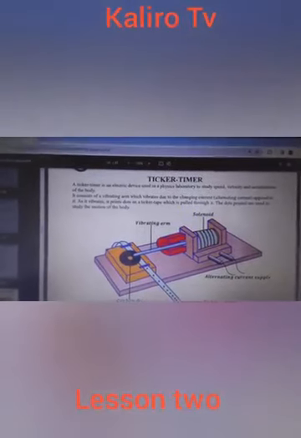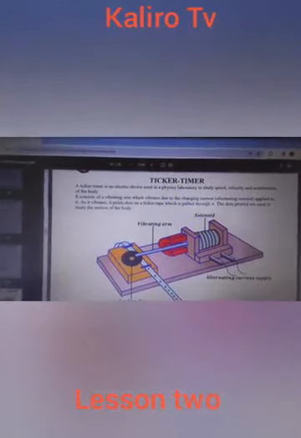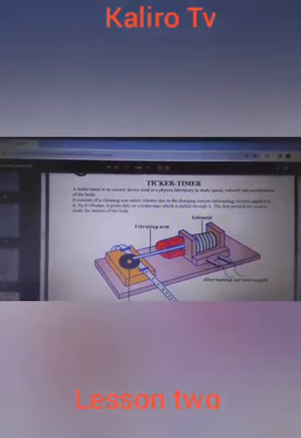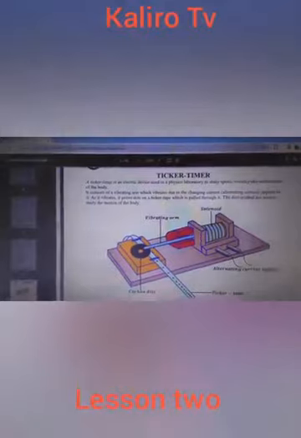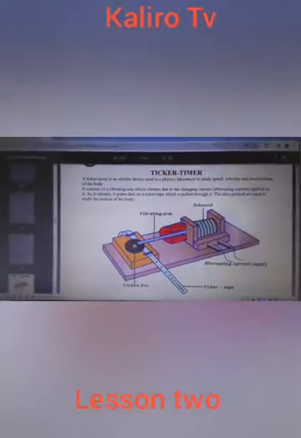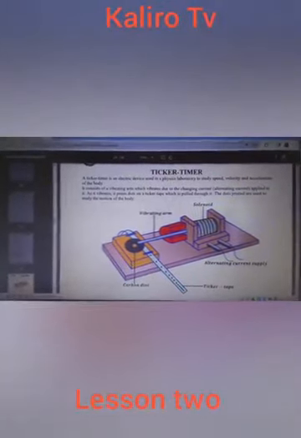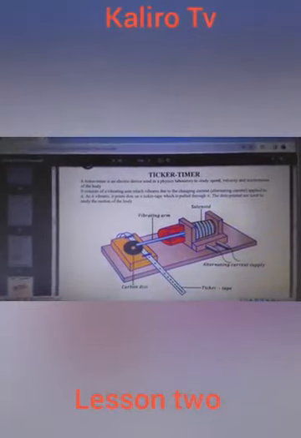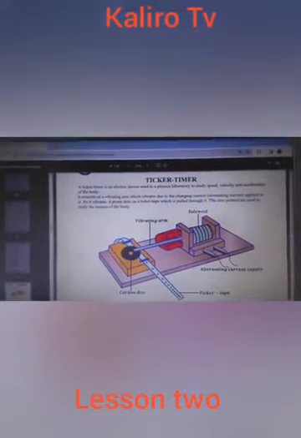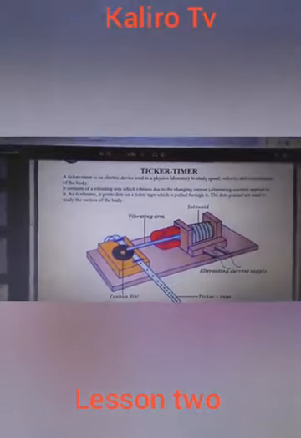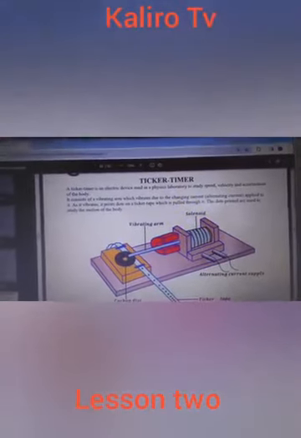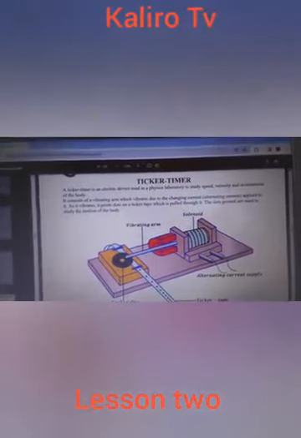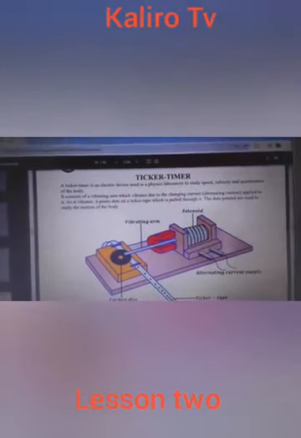It is the opposite of direct current, because direct current is a type of current which flows only in one direction. We are seeing all the parts: the vibrating arm, the carbon disc, the ticker tape, then the alternating current and the solenoid. We are supposed to know that acceleration and velocity of a body can be determined by using a ticker tape timer.